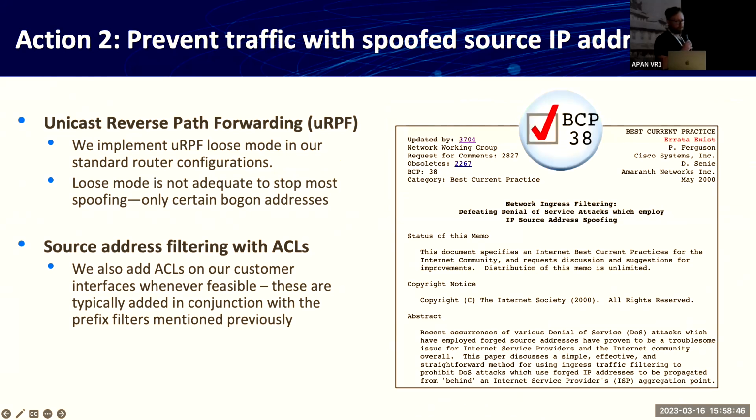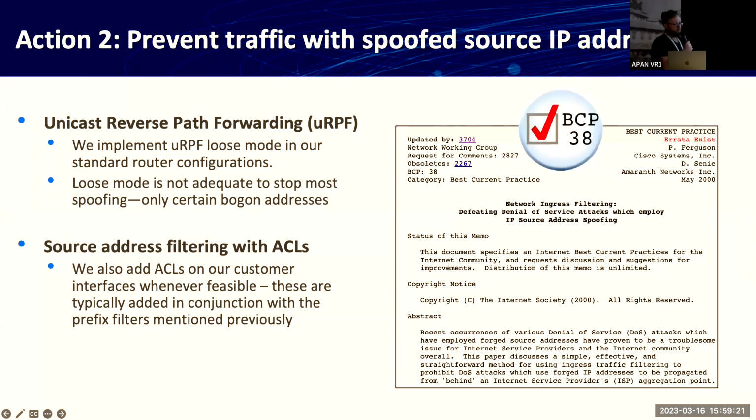Action two is preventing traffic with spoofed source IP addresses. There's an RFC from 2000 that's now a best current practice, BCP 38, and this covers some very fundamental ways to prevent spoofing. So we implement these. uRPF is one way. We're only able to do loose mode, which doesn't really do as much as it should. It's not adequate to stop most kinds of spoofing.